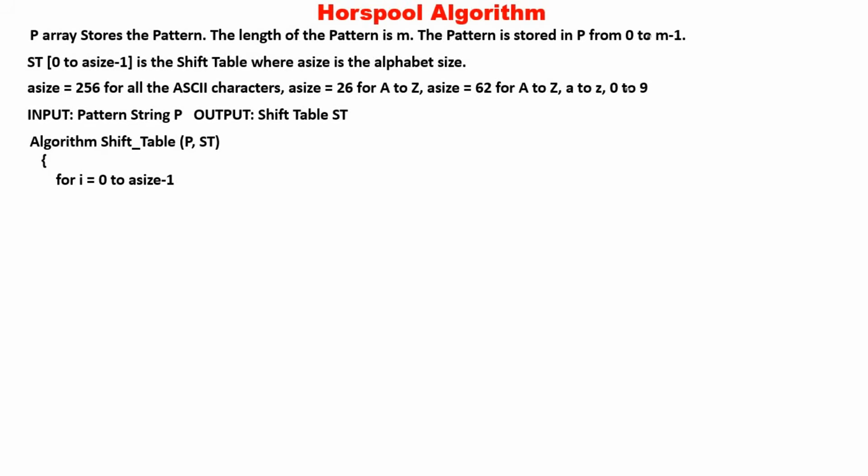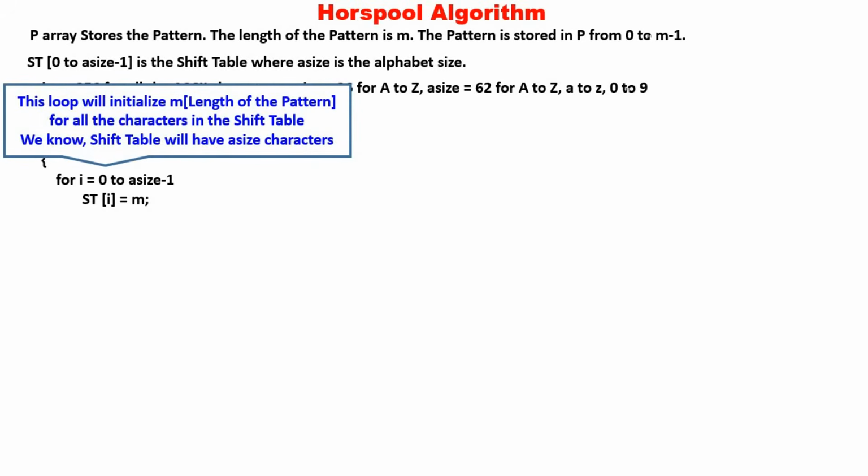Next, for i is equal to 0 to A size minus 1. What should be the initial value for all the characters? The length of the string. What is the length of the pattern? m. Therefore st of i is equal to m. All of us have already seen initializing for all the characters the length of the pattern m. This loop will initialize m, the length of the pattern, for all the characters in the shift table.